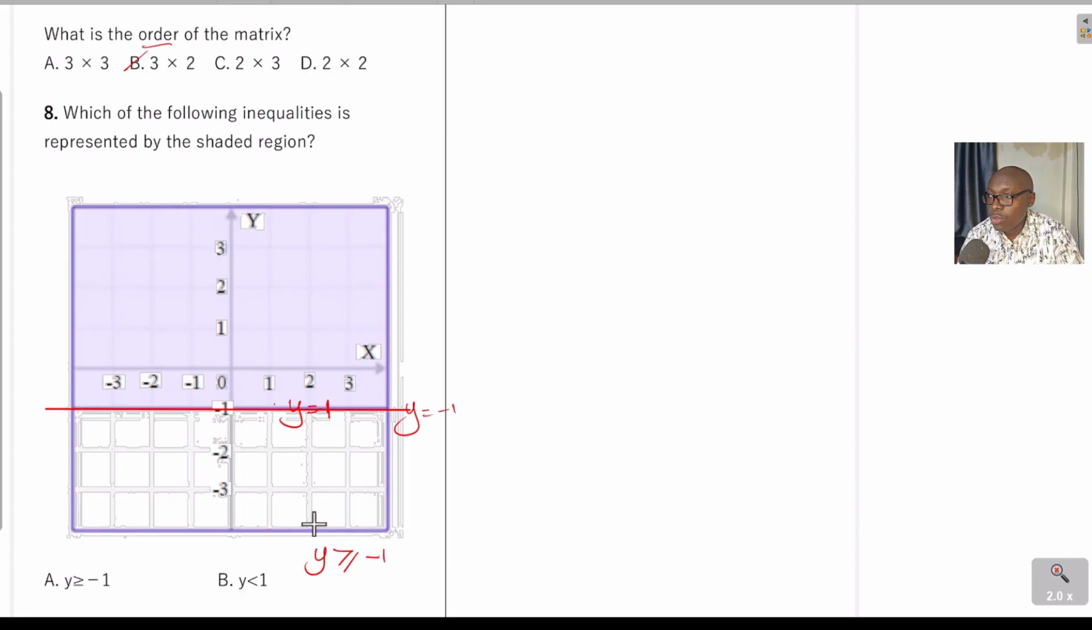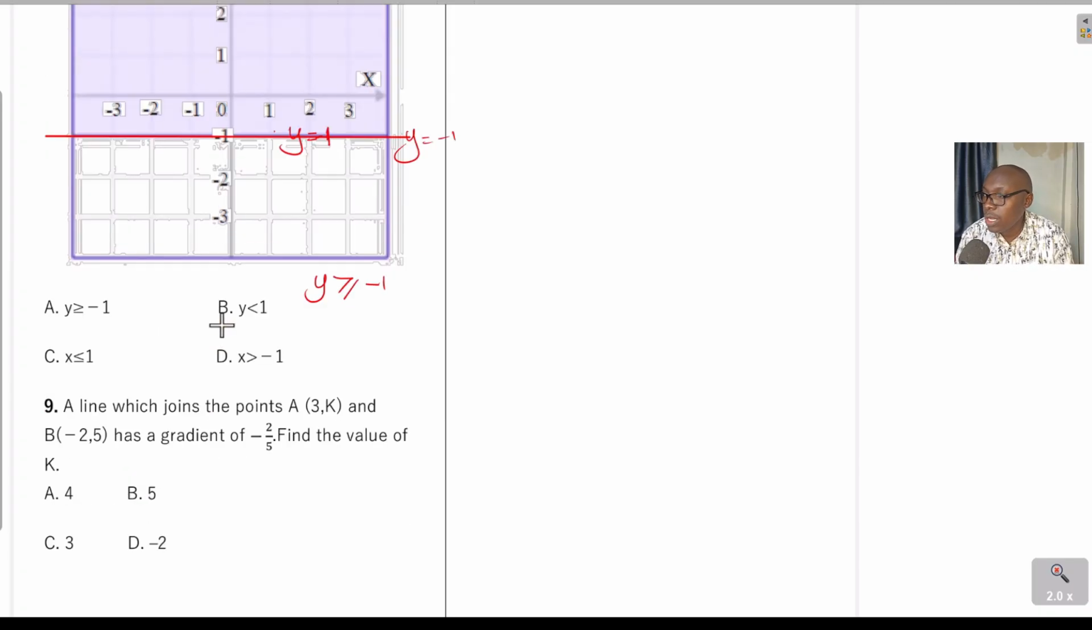-1. Why equal to? Because this line is continuous. That means all the points that are lying on that line are also included. If we would have written Y is greater than, maybe that was the case when the line is broken and not continuous. But if the line is continuous, it should be Y is greater than or equal to. So that is the inequality for that part: the shaded part, all those values are greater than or equal to -1. That said and done, we go to question 9.